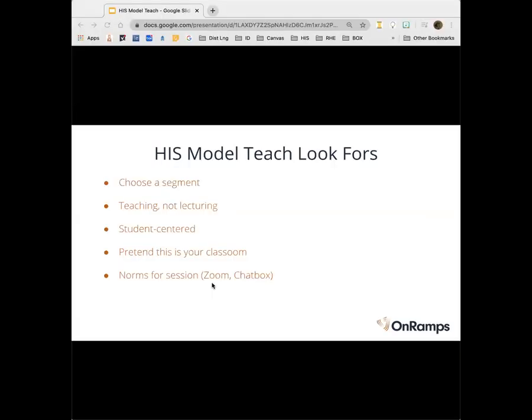So I know this is a lot of information, and I want to just recap with these final look-fors. Remember to choose a segment, teach, don't lecture, make sure it's student-centered, pretend this is your classroom, and set the norms for us at the beginning of your session.